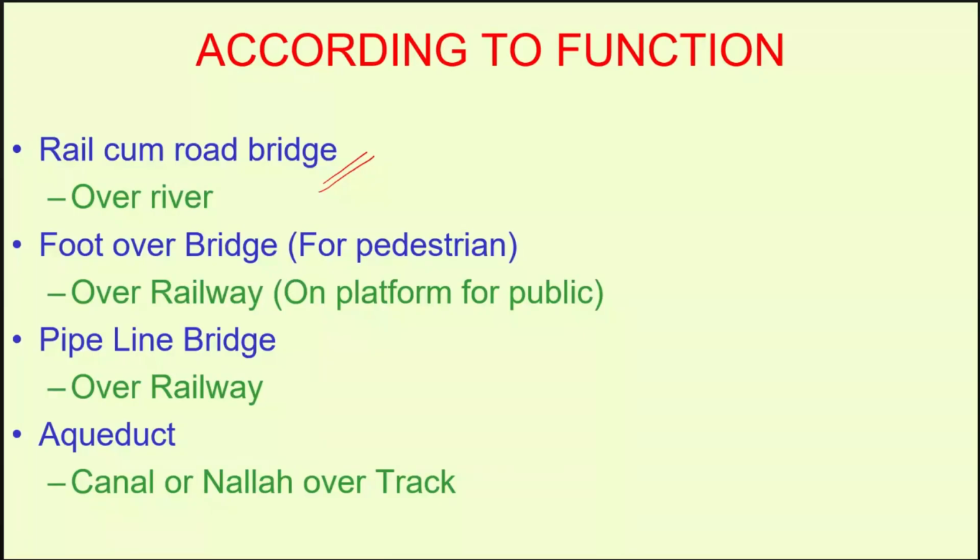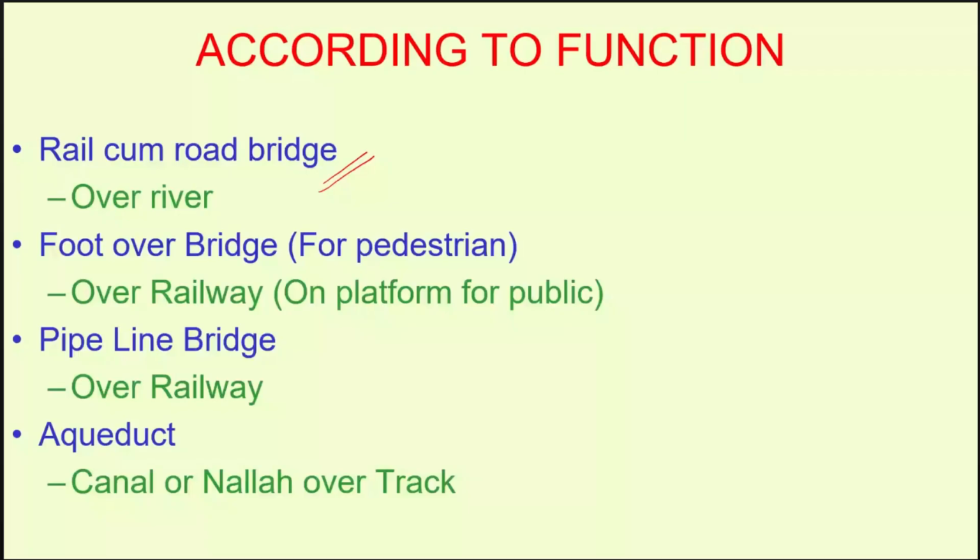Then we make bridges which are typically used by pedestrians, so it can be foot over bridges. We may also have pipeline crossings. When a pipeline crosses above the railway track, it becomes a pipeline bridge over railway. Many times a canal or water crosses above the railway, then it can be an aqueduct.